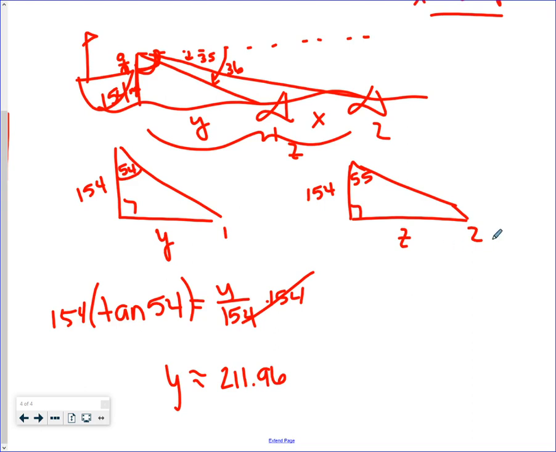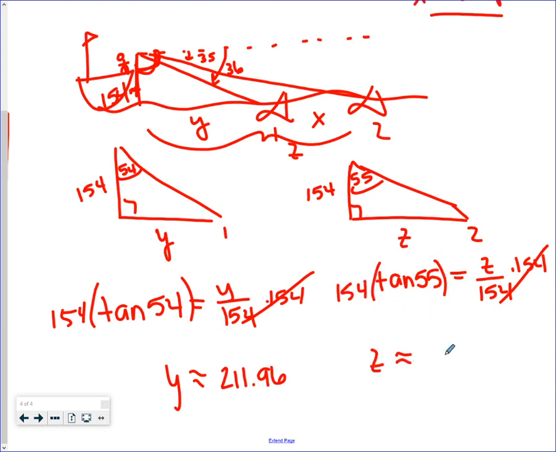Okay? So on this one, we're going to do the same thing. We're going to say tangent of 55 this time equals opposite is Z, adjacent is 154. So I'm going to multiply by 154 on both sides again. You're going to plug this into your calculator. Give me a couple extra decimals past a meter, right? 219.93. That's what you're supposed to get. Okay? I'm going to pause there. If anybody's not getting that, you need to tell me, okay?